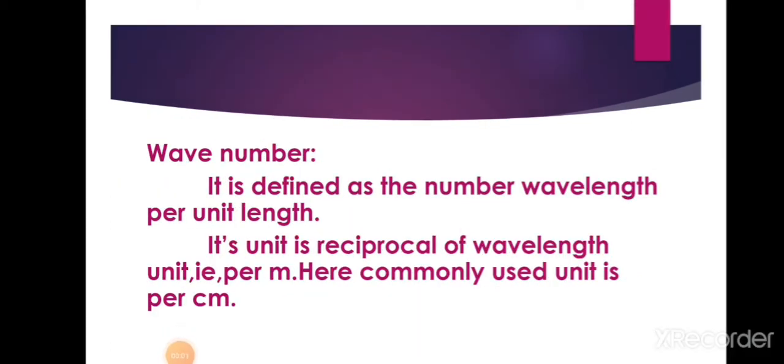Next one is wave number. It is defined as the number of wavelengths per unit length. Its unit is reciprocal of wavelength unit, that is per meter. Here commonly used unit is per centimeter.